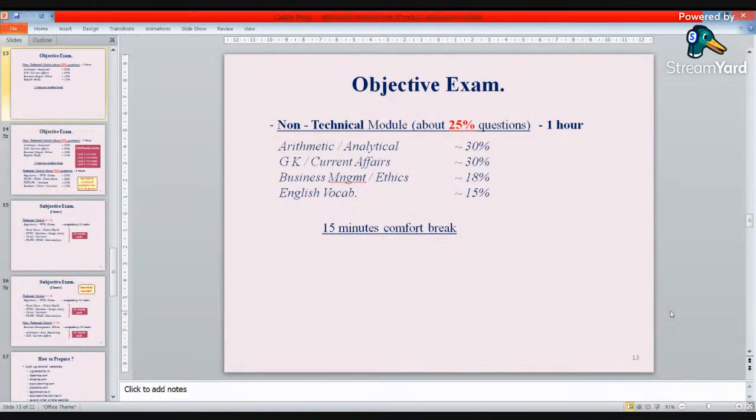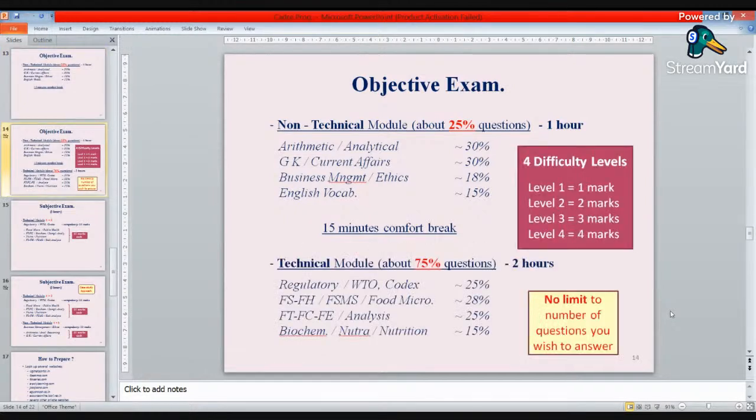It is sometimes painful. So therefore, we give you a 15 minutes comfort break, and then you take the technical module, which will be 75% of the questions. For 2 hours, 25% of the questions will be on regulatory matters, WTO, Codex.